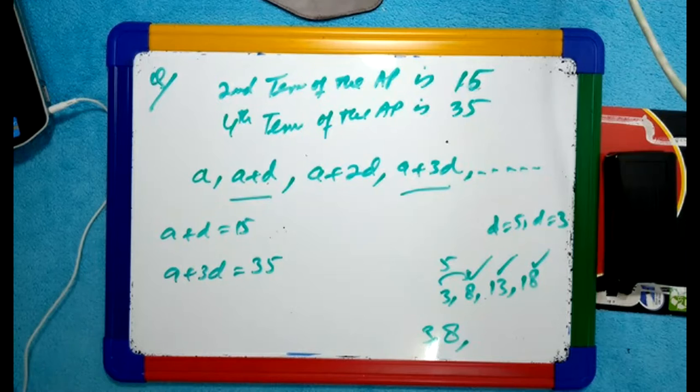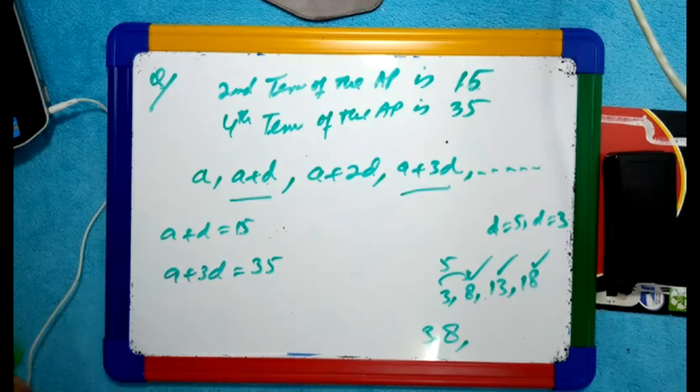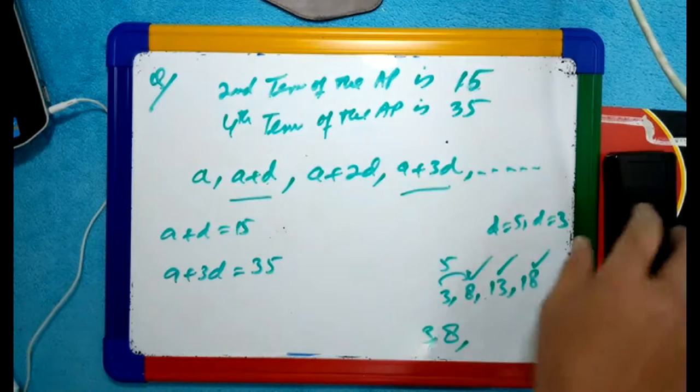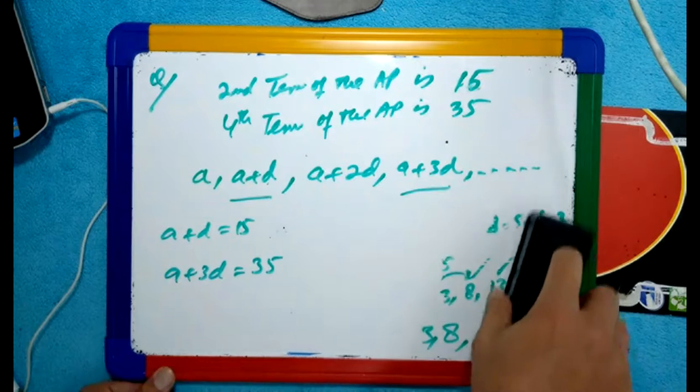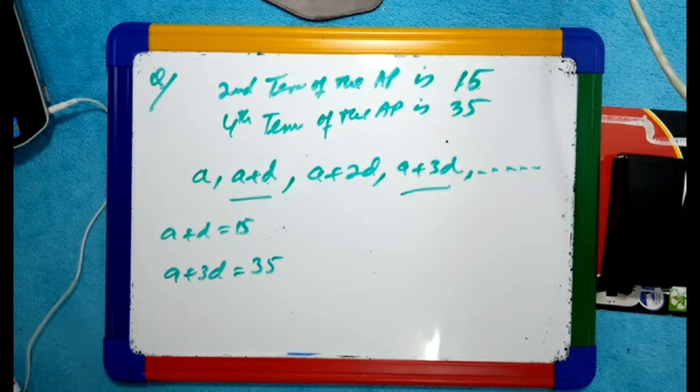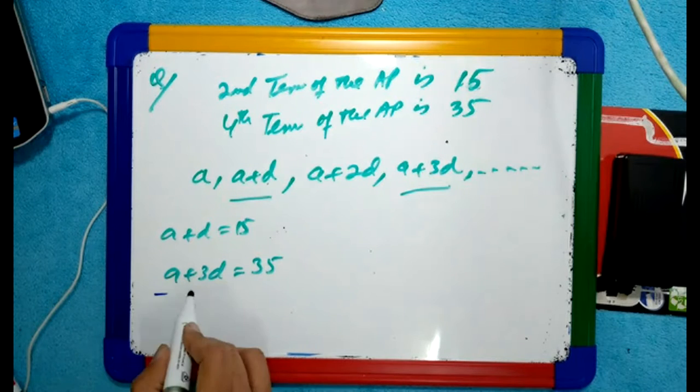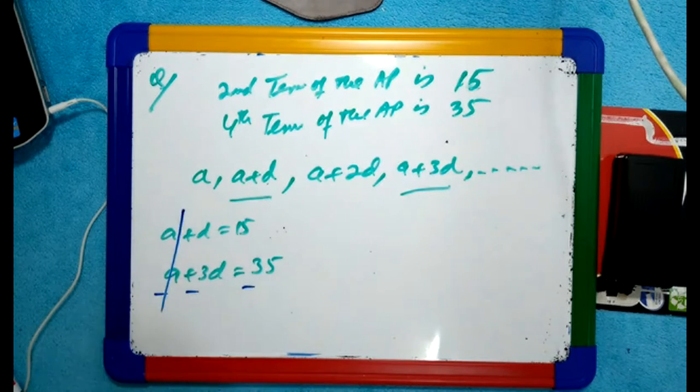From these two equations, how can I get them? How do you get A or D? Do you remember the simultaneous equation? Okay. You just do simultaneous equation. You just subtract. This minus, minus, minus, right? So A will be cancelled. So this will be minus 2D equal to 15 minus 35, which is minus 20.